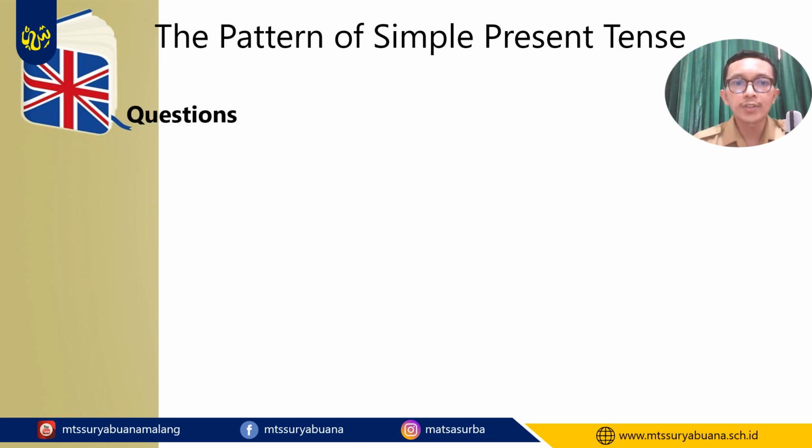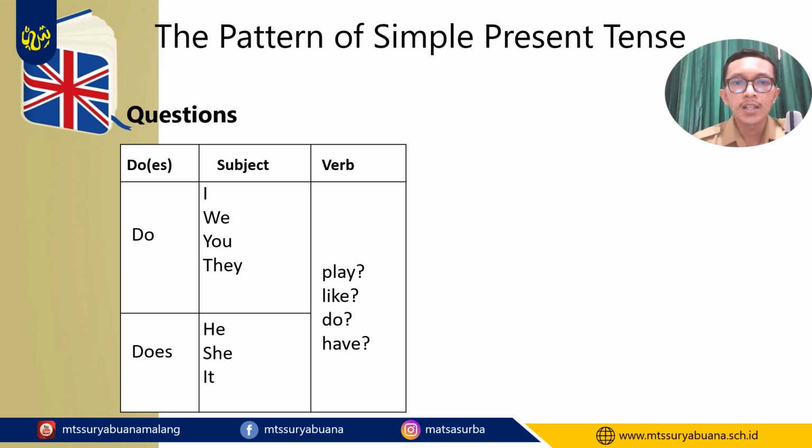Okay, the next pattern is if you want to make a question or interrogative sentence. The first word that you have to write is do, and then followed by subject and verb. For example, do I play, do we play, do you play?